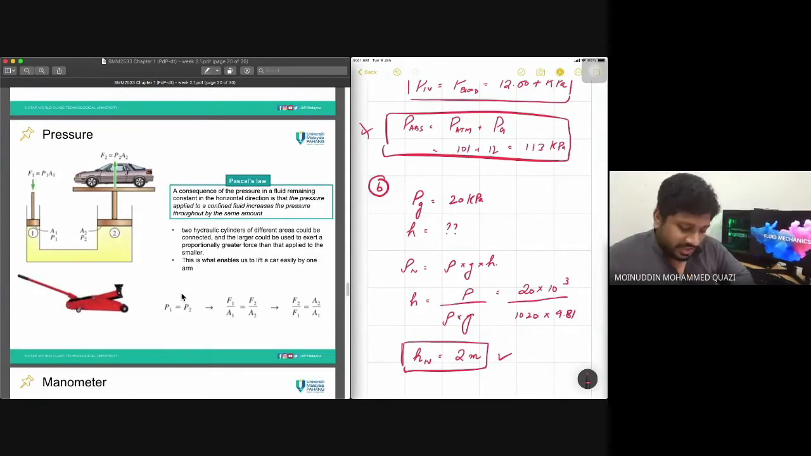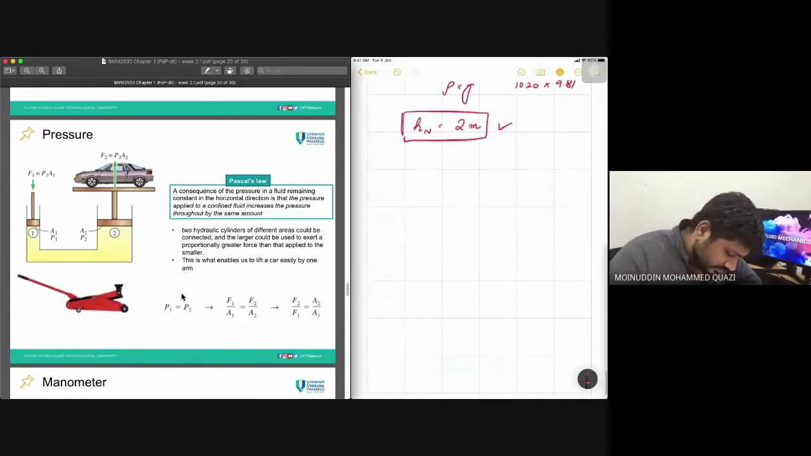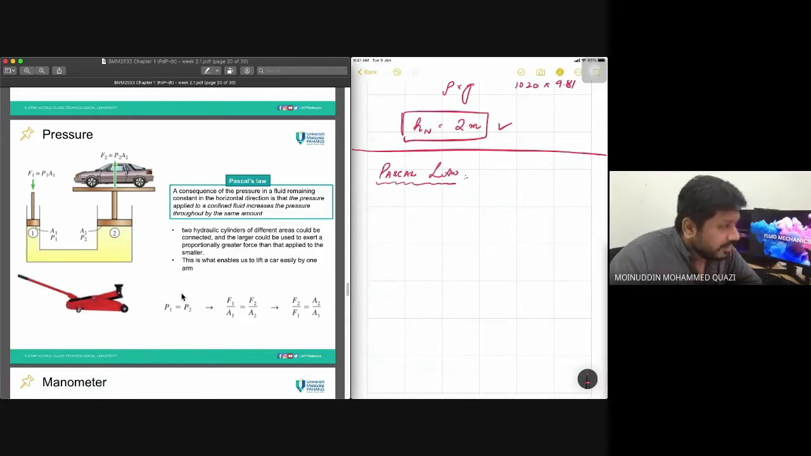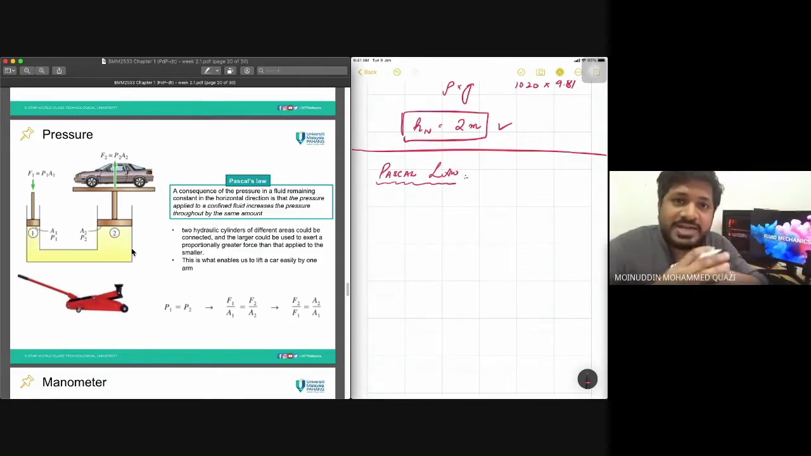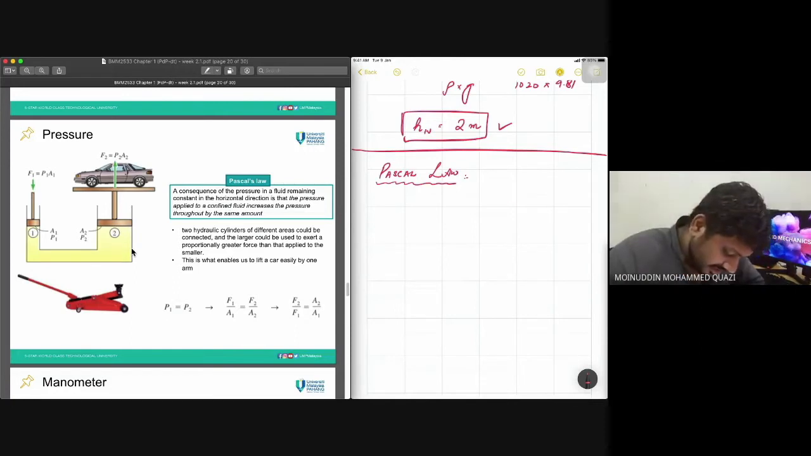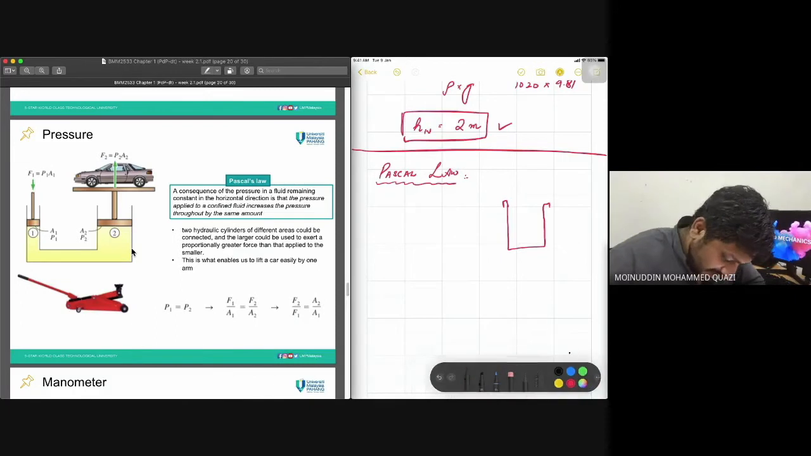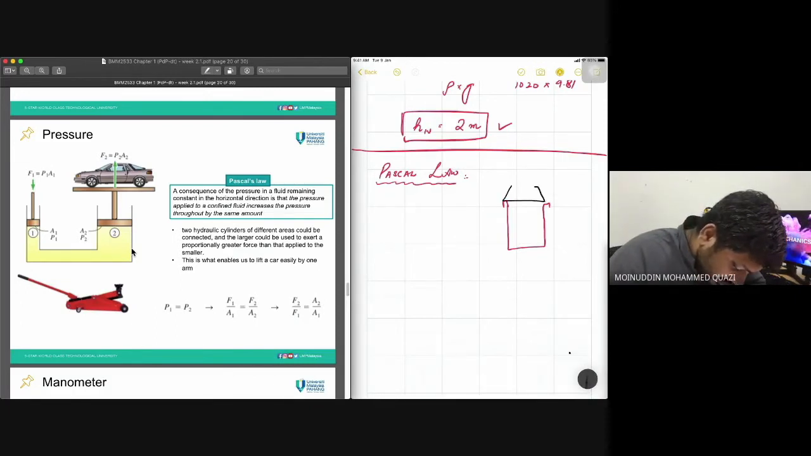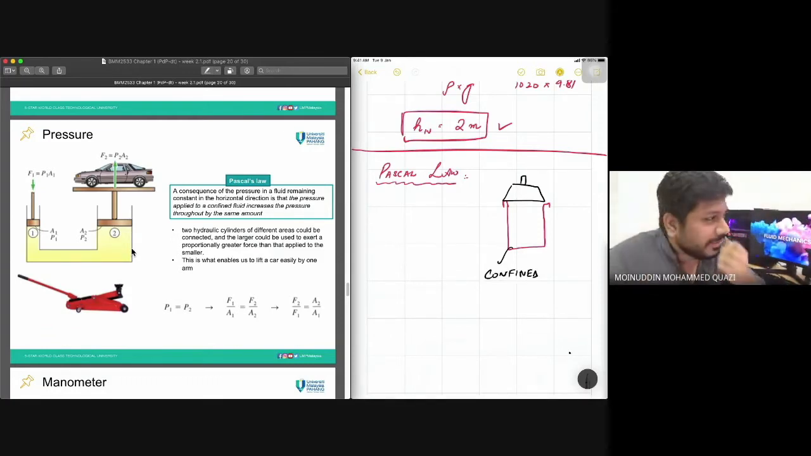So let's move to Pascal's law. Pascal's law basically states that if I have a confined cylinder, confined means all the entry and exit are closed. This is an open water bottle. If I close the lid, then it becomes confined. So this term is very important.